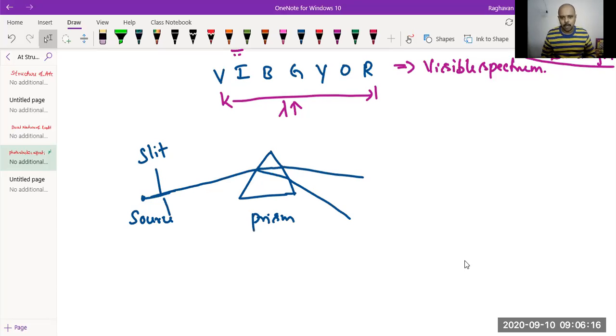Now, in order to observe whatever spectrum is obtained, we can either use a spectroscope. A spectroscope is the instrument to observe the spectrum, or you can make all these radiations obtained incident on a photographic plate.